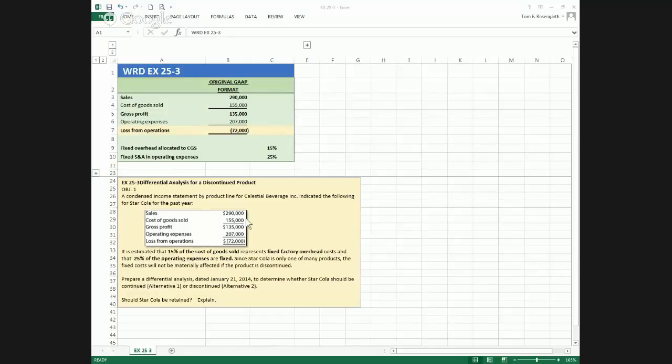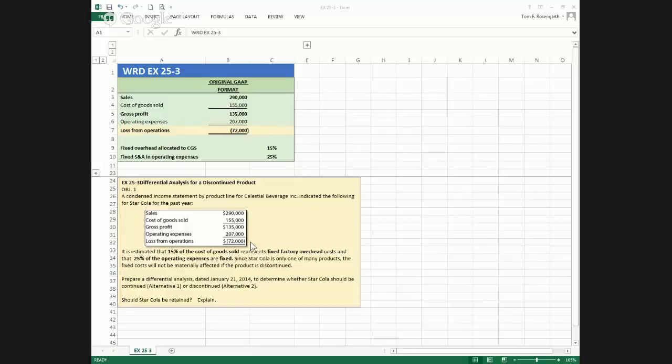And they have done an analysis where the sales of this particular Star Cola has produced $290,000 of sales, a cost of goods sold of $155,000, its gross profit is $135,000, but it incurs $207,000 of operating costs, resulting in an operating loss of $72,000. And so management looks at this Star Cola and says, gee, let's eliminate Star Cola because it is a product that loses us money.